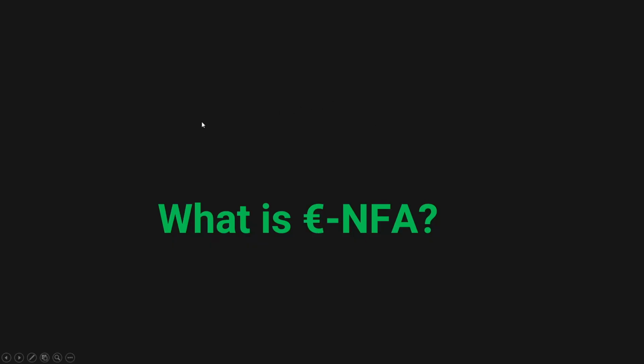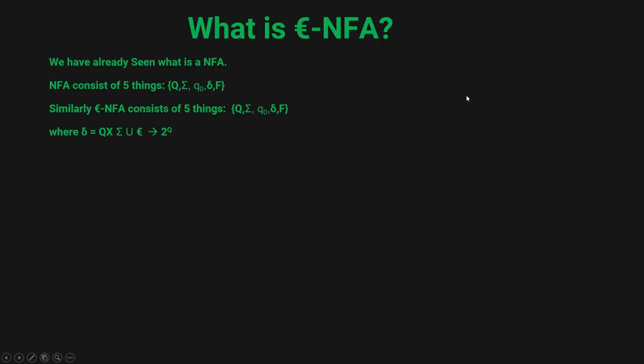Today we'll be learning about what is E-NFA or Epsilon NFA. So let's get started. We already have seen what is NFA, that is non-deterministic finite automata. I have already made a lecture on that, so I'll put the link in the description. If you don't know what NFA is, you can go check it out first.